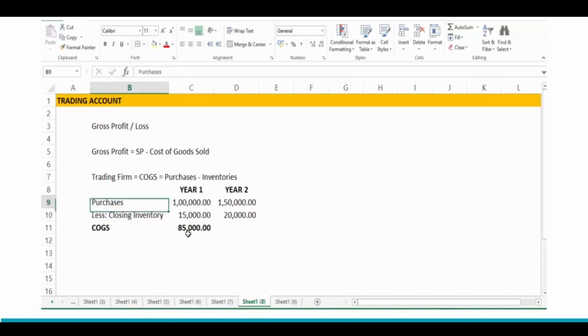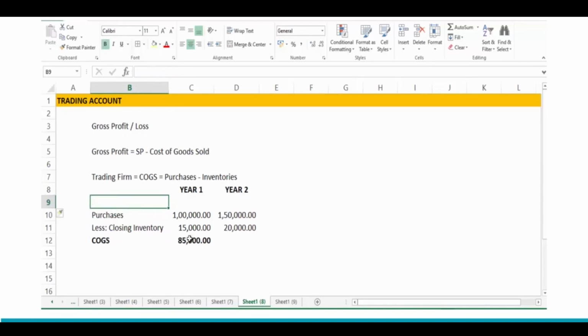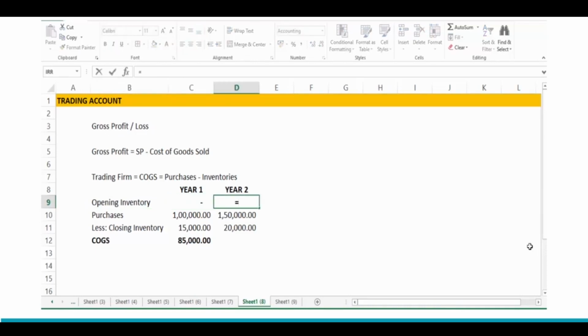So let me introduce a row here, where I'm going to add opening inventory. That's more important. For year 1, there is no opening inventory, so I can say 0. Whereas for year 2, the closing inventory of year 1 will be the opening inventory, which is 15,000. So 15,000 is already there, plus 1,50,000 has been purchased. The total is 1,65,000, of which 20,000 is still remaining unsold.